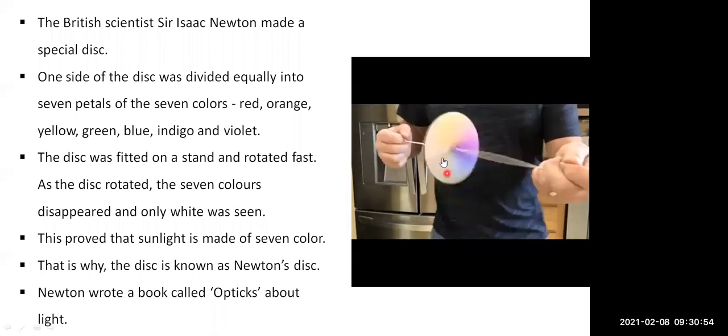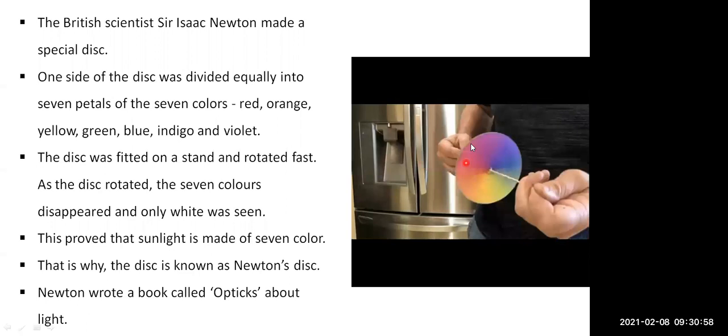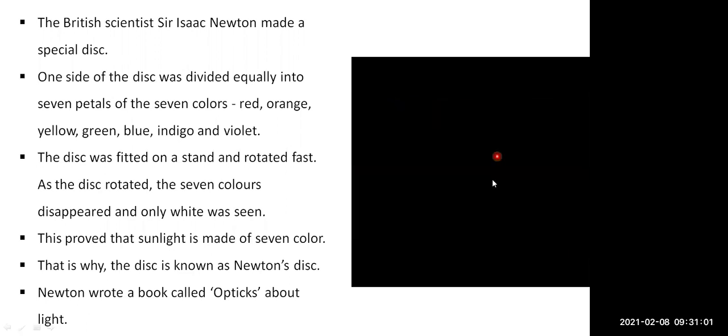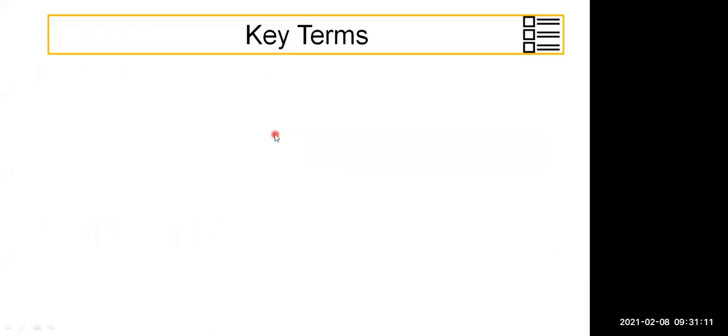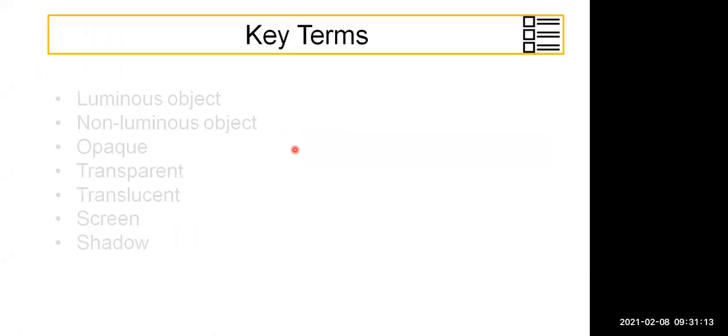Now see, you can see the white color. When you rotate it at a very high speed, you could see the white color formation taking place, which shows that the light is made up of 7 colors. The formation of white color is because of the 7 colors.